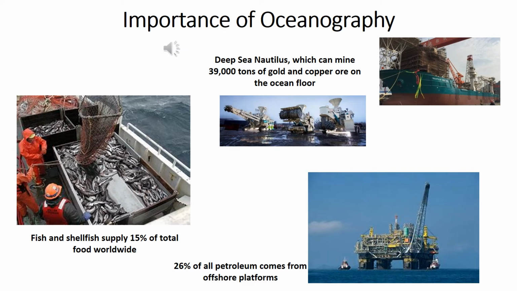Now, our ocean, very economically, is extremely important to our livelihood as human beings. Not only do we do mining in it, over 26% of all petroleum comes from offshore oil rigs throughout the world, and 15% of our total food supply is made up of shellfish and fish. Oceanography is a very important part of our economy, with 15% of the total food coming from the ocean for the world, as well as oil and even mining.